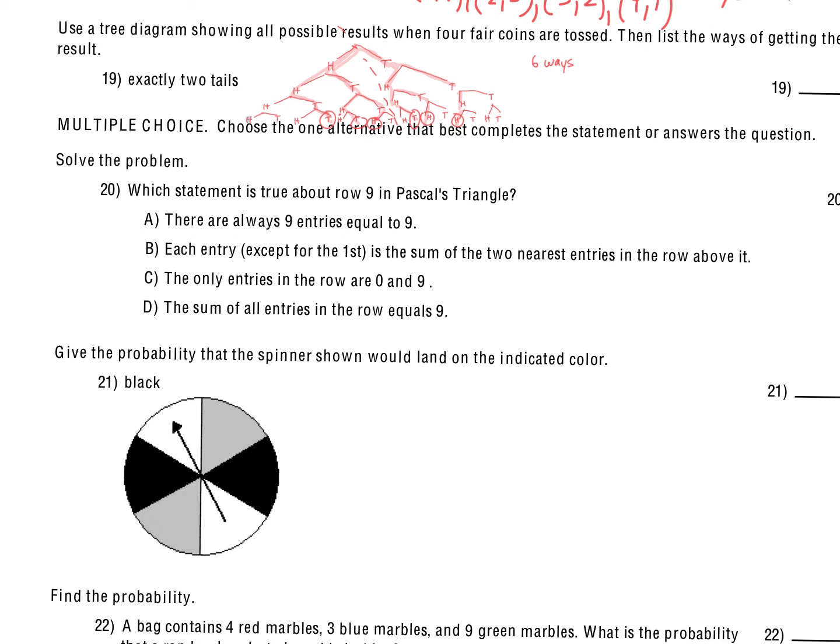Next question, choose the one alternative that best completes the statement about Pascal's triangle. So Pascal's triangle, just reviewing, goes 1, 1, 1, 1, 2, 1, 1, 3, 3, 1, 1, 4, 6, 4, 1. So each number here, you would add the 2 prior ones to get that. To get this 3, you would add the 2 and the 1 that are above it. So each entry, except for the first, is the sum of the 2 nearest entries in the row above it.